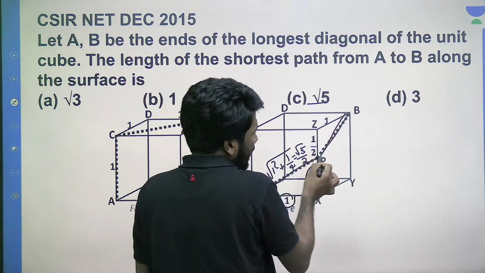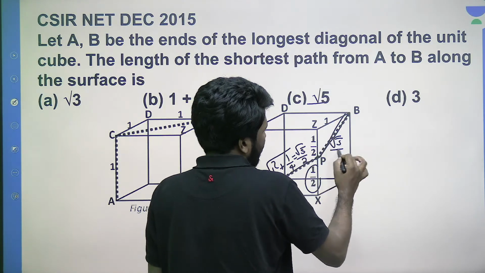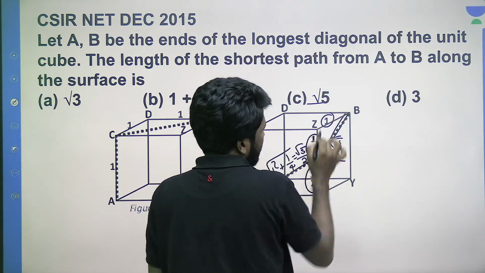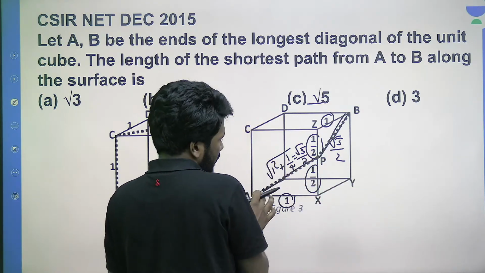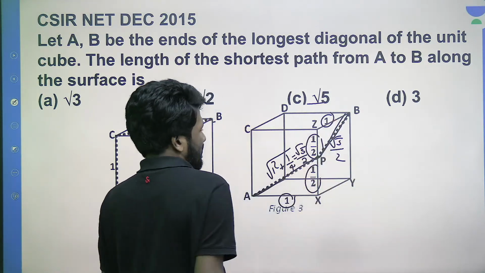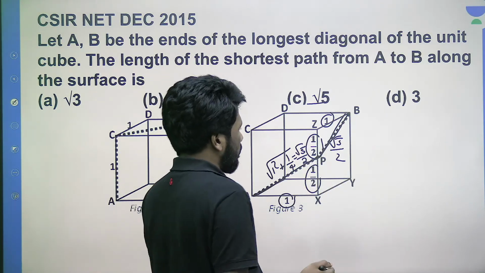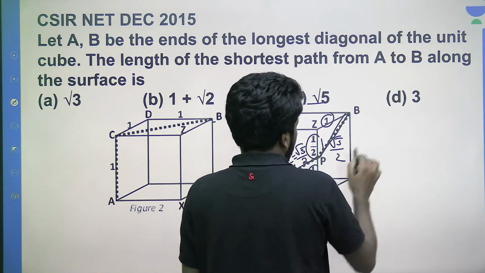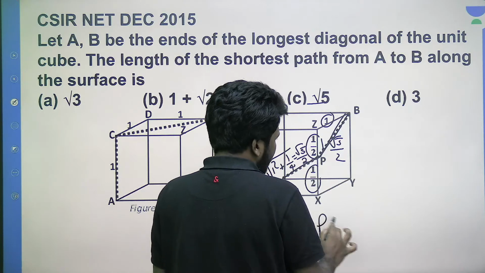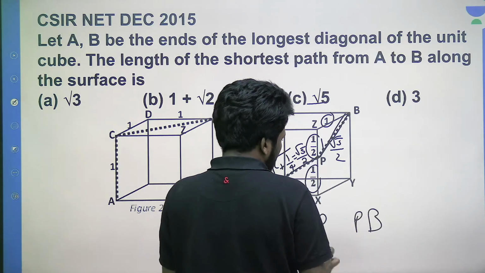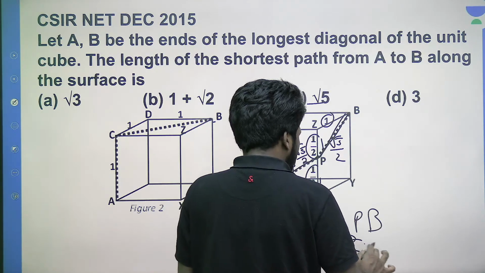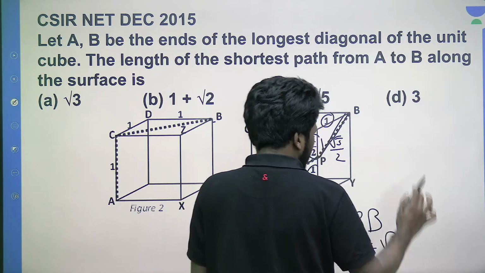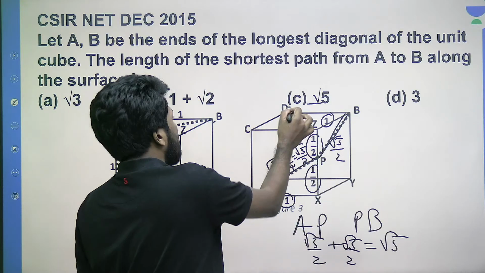Now this PB length will also be root 5 by 2. Why? This is half and this is 1. If we use the Pythagoras theorem on both, it is the same, because this is 1 and half, and this is half and 1. Both are the same. Did you all understand this root 5 by 2 plus root 5 by 2? That means this possibility is AP first and then PB. For AP root 5 by 2, for PB root 5 by 2. Adding both, 2 times root 5 by 2 gives root 5. So option C is also possible.